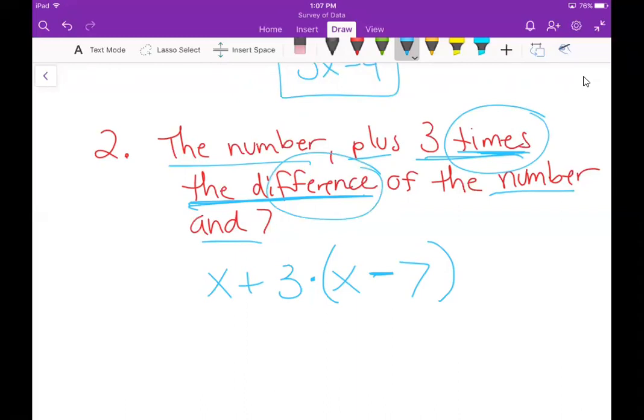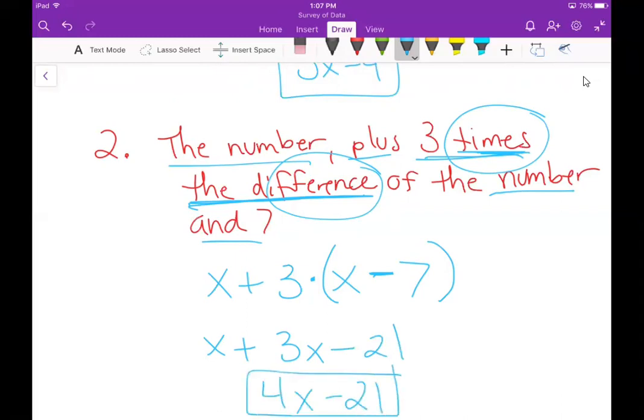Okay? Now I can simplify this expression. That's x plus 3x minus 21, and x plus 3x is 4x, and I carry down that net minus 21. And we've got our expression here that's been simplified here.